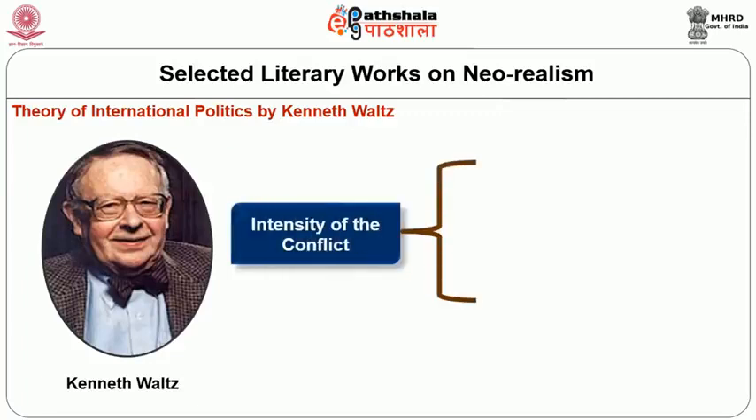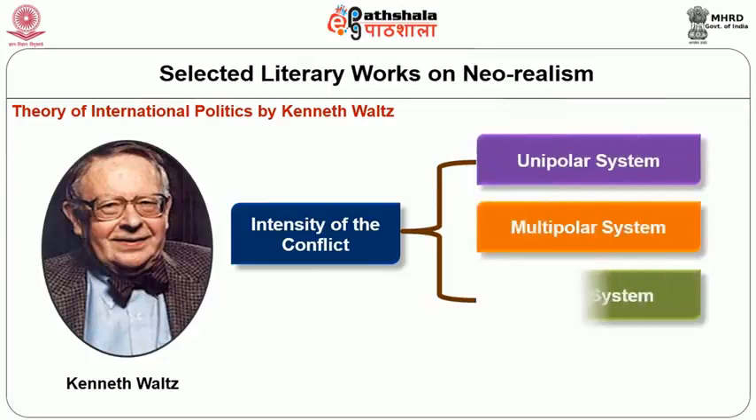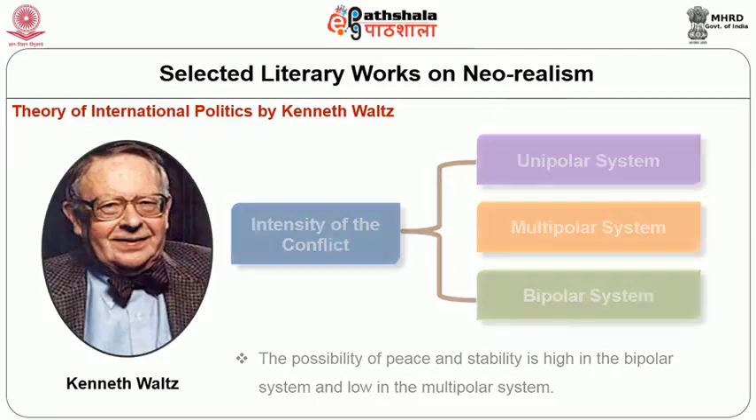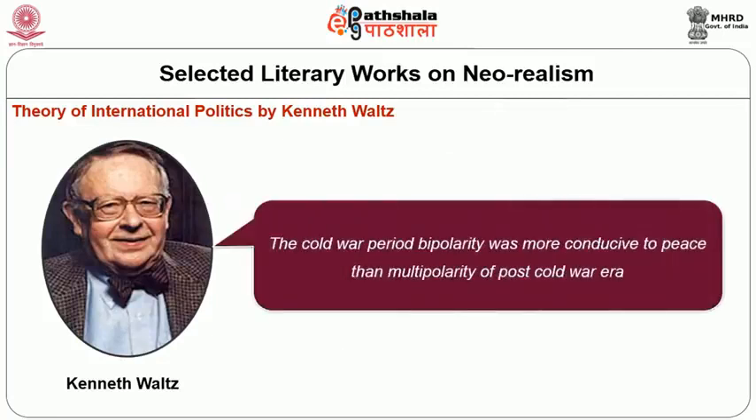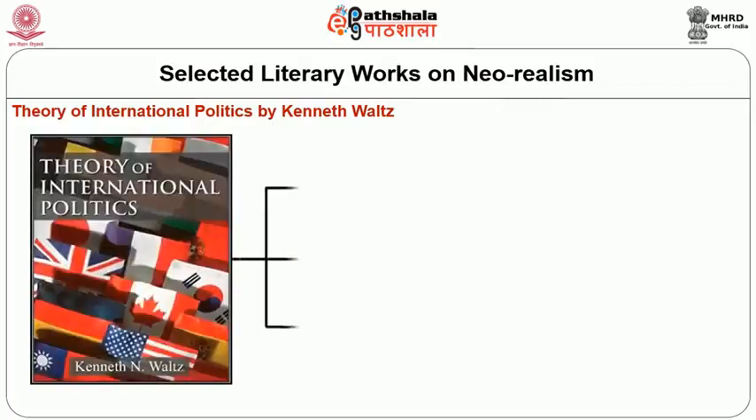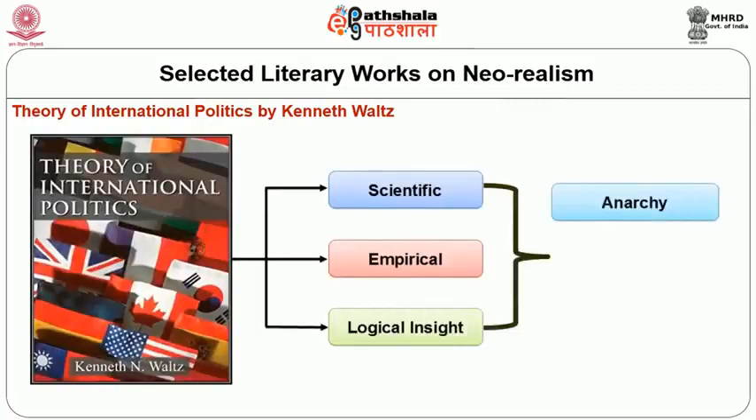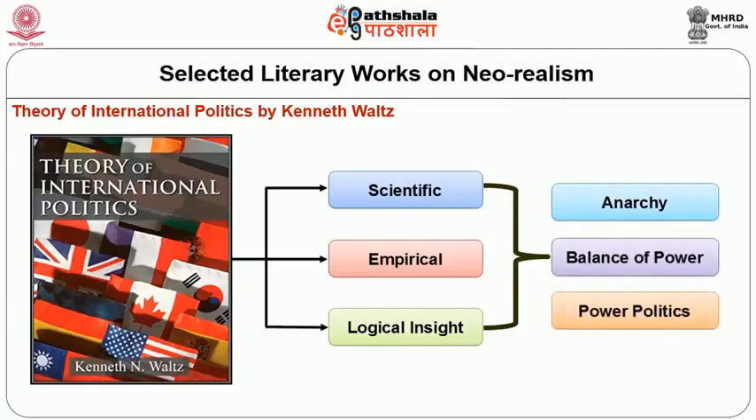He further argues that the intensity of conflict varies in unipolar, multipolar, and bipolar structural system. The possibility of peace and stability is high in bipolar system and low in multipolar system. Waltz argues that the Cold War period bipolarity was conducive to peace rather than multipolarity of the post-World War era. In short, the book gave a scientific, empirical, or logical insight on the topic of anarchy, balance of power, and power politics.